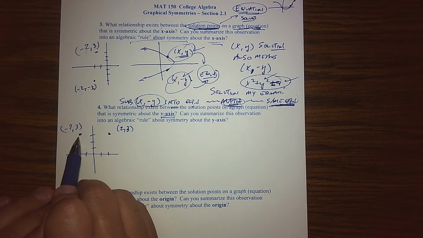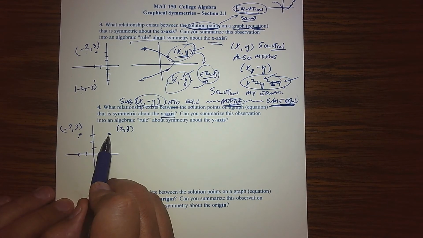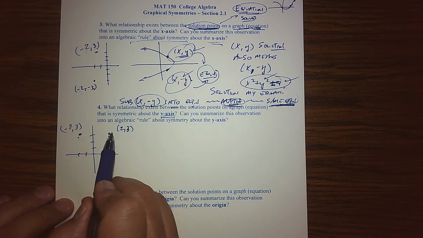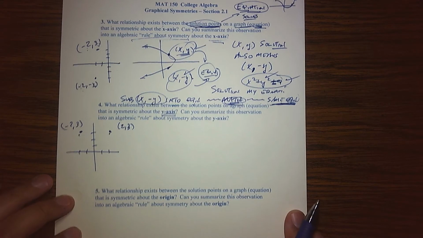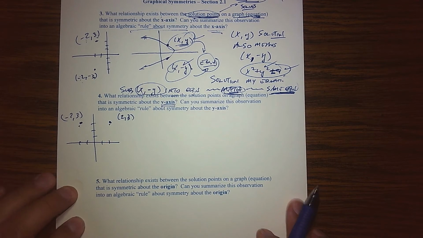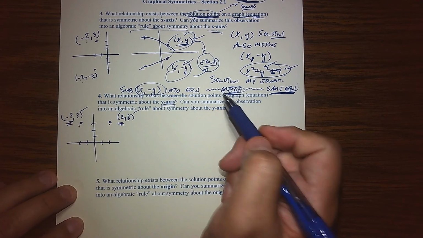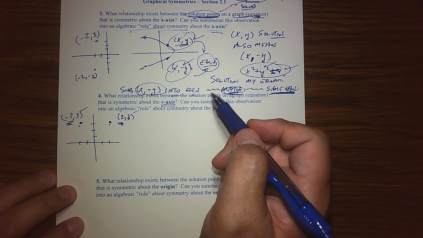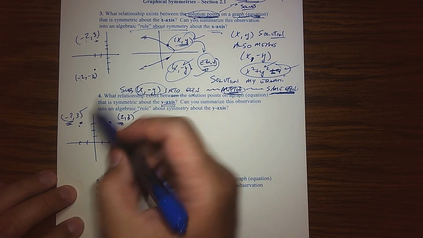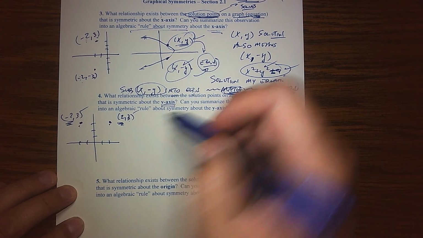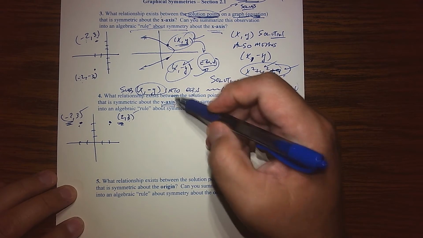As we move from one side of the y-axis to the other, mirror image side, what seemed to change? What was the one thing that changed? The y stayed the same, but now it's the x that changed. So our y stayed the same, and x became different.